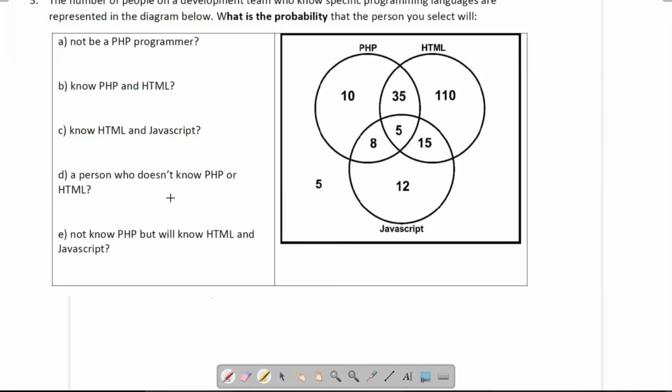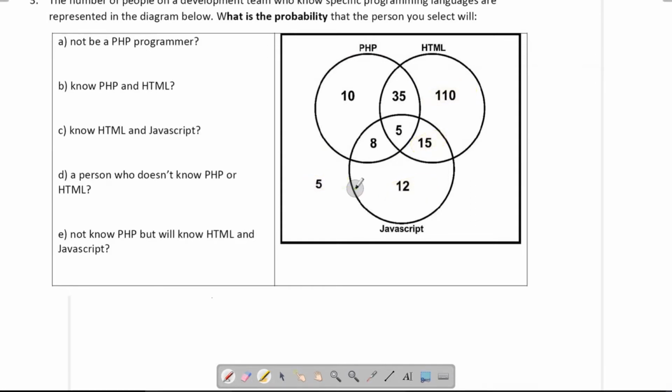Okay, question 3. The number of people on a development team who know specific programming languages are represented in the diagram below. What is the probability that the person you select will not be a PHP programmer? So we have to look at PHP, and we know we're going to be outside. Everybody is outside of PHP. So that means we've got 1, 10, 15, 12, and 5.